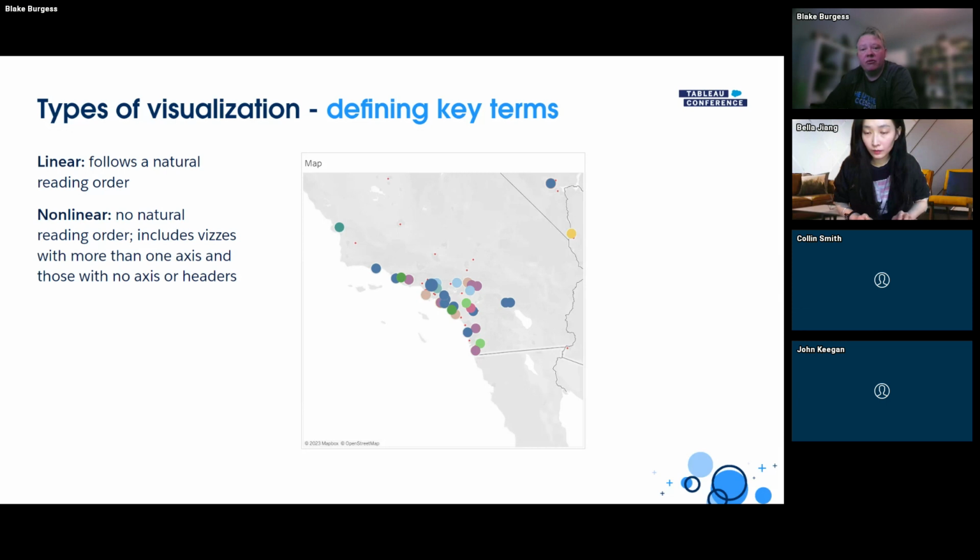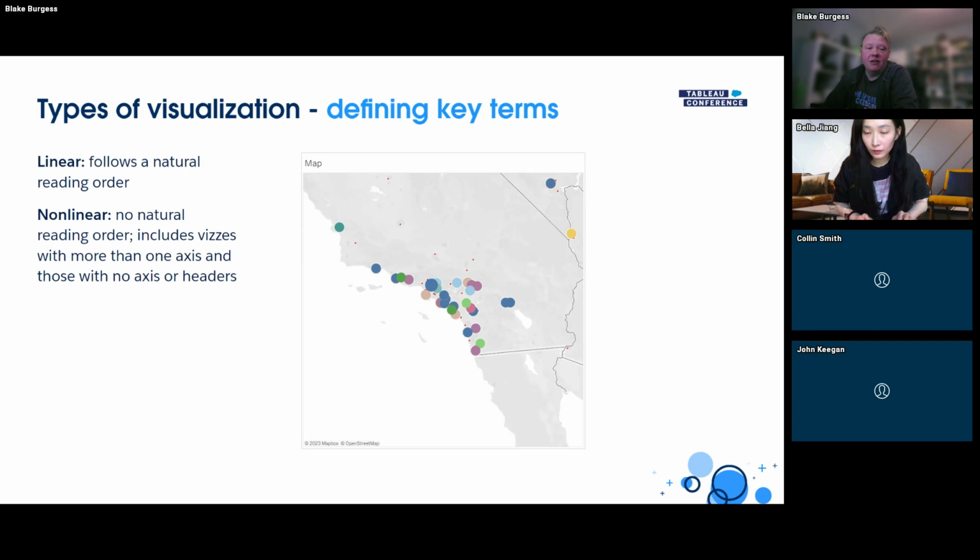A great example of this would be a text table. There is a correct way to read that. It is determined based off of the heading structure. And in general, in most places, it's going to be read left to right, top to bottom. So in those visualizations, we call those linear visualizations. Some additional examples of those include bar charts, line graphs, heat maps, and more.